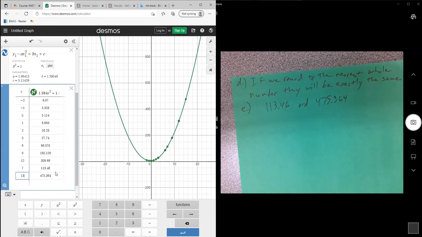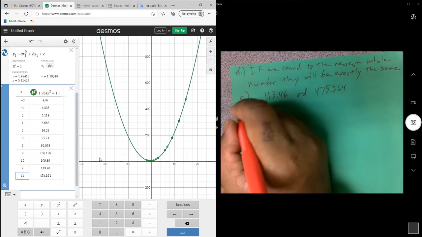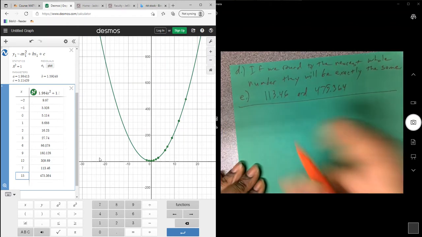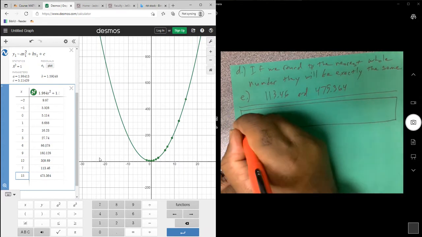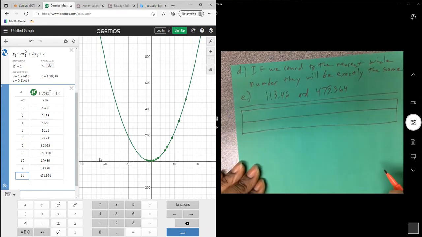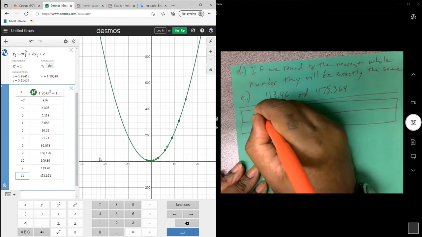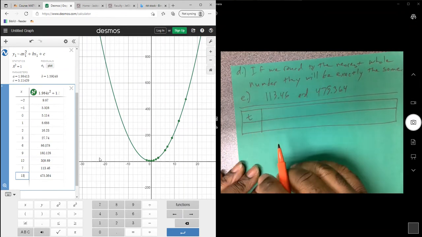Now we're going to go over to problem number 4. Now, in problem number 4, we do have another table. So let me draw that table. Now, what I'm going to do, I am going to leave out one bit of information. And I will tell you why.